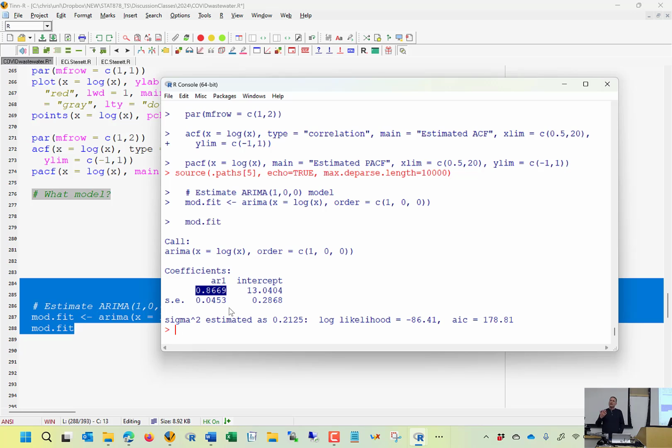The reason I'm pointing this out is that it's not 100% clear: do we need to do differencing or not? And we can see this through the estimation of this model. We see somewhat similar thoughts about it.